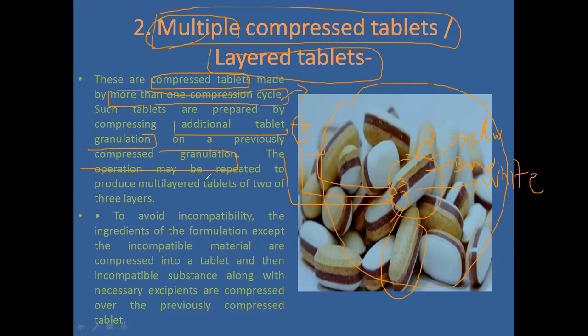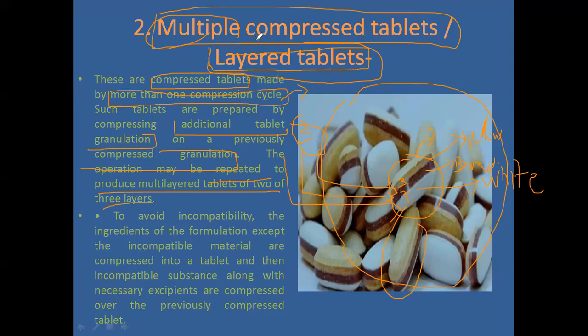So the operation may be repeated to produce multiple layer tablets of 2 or 3 layers. Okay. So hence they are called multiple compressed tablets because more than one compression cycle is involved over here, and they produce a layer of 2 or 3 layers, and hence the name is also given as layered tablets.